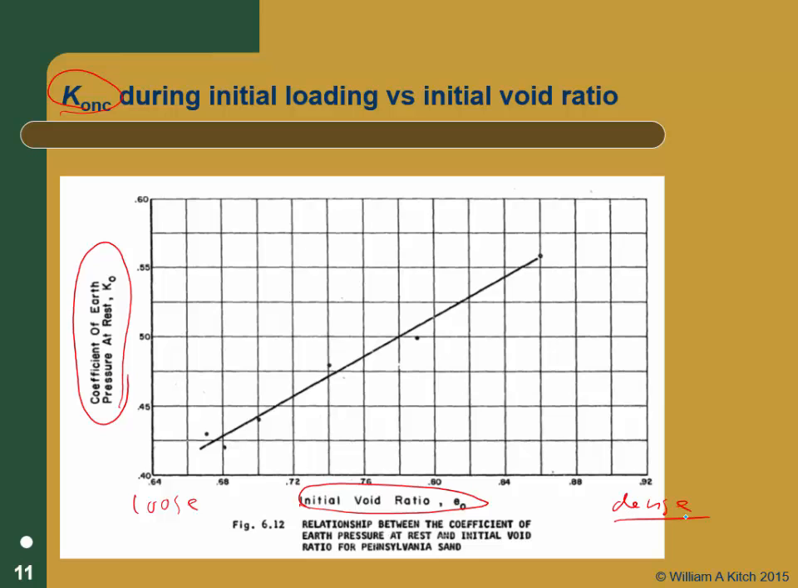So the at-rest earth pressure decreases as the soil gets denser. Think about that for a minute. The at-rest earth pressure decreases as the soil gets denser. Which one of these soils is stronger, on the left or on the right?